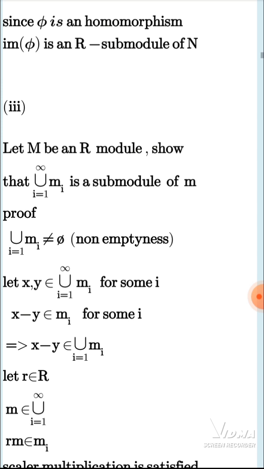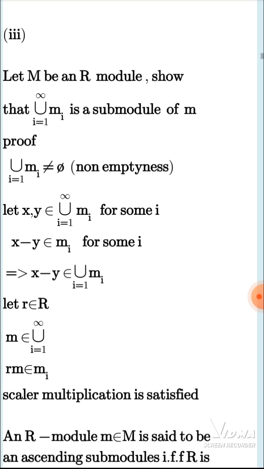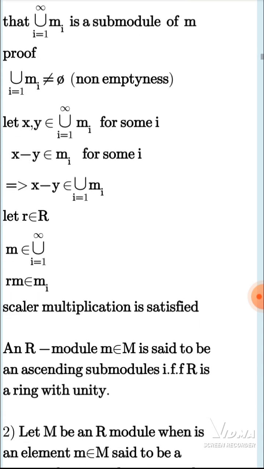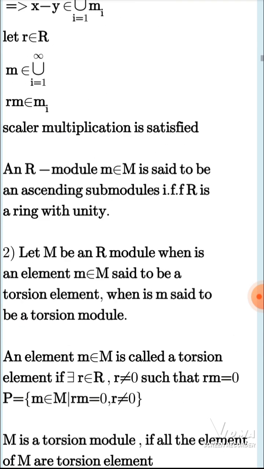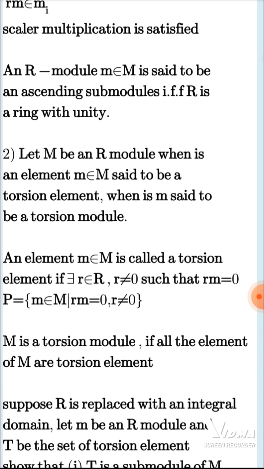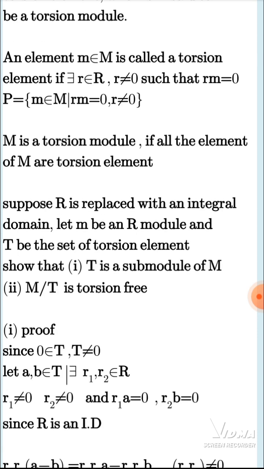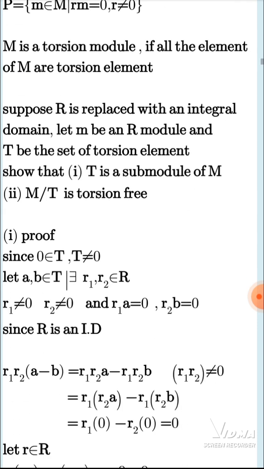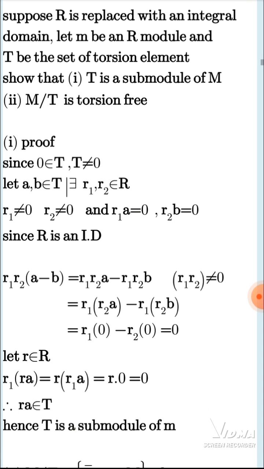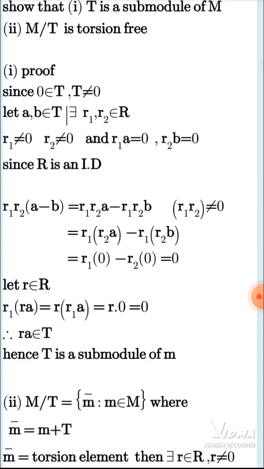So let M be an R module, show that the union of M_i is a submodule of M. The proof is given, well stated. So we have torsion element, torsion module, if all the elements of M are torsion elements, and when it is replaced with an integral domain, we have our proof stated below.